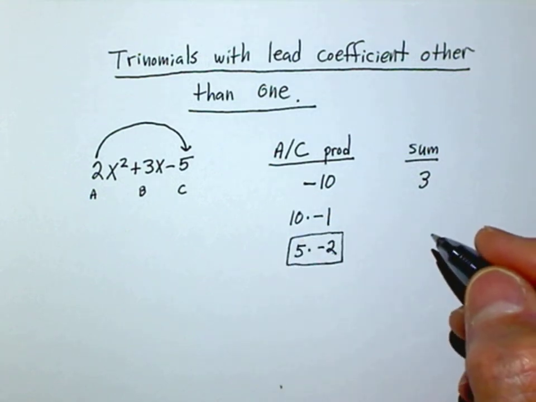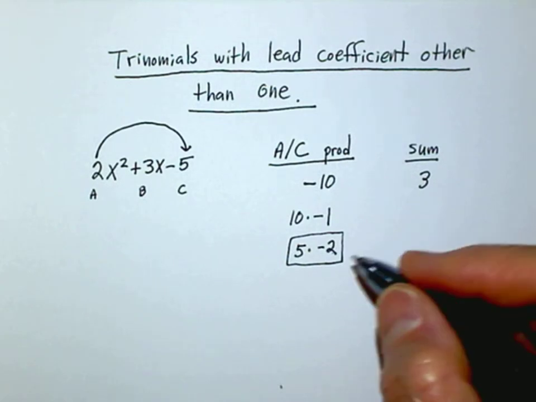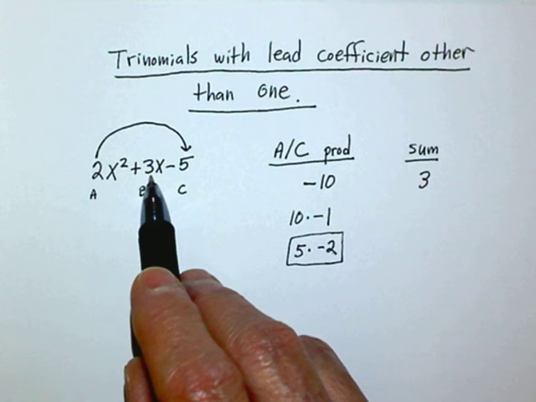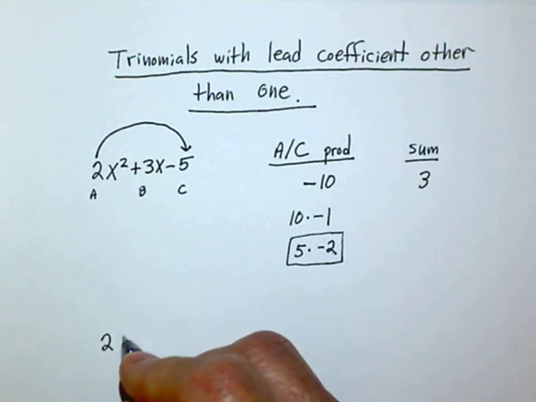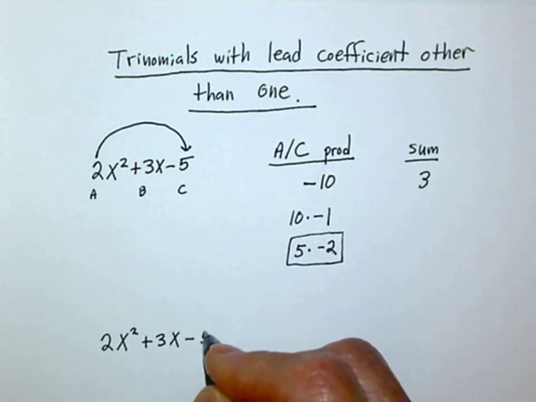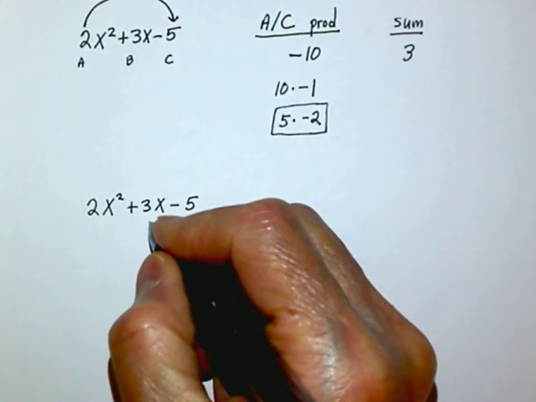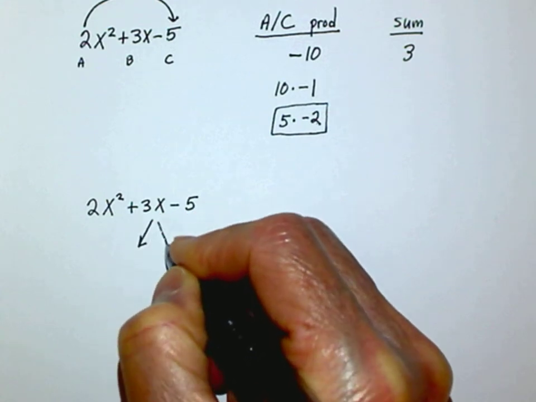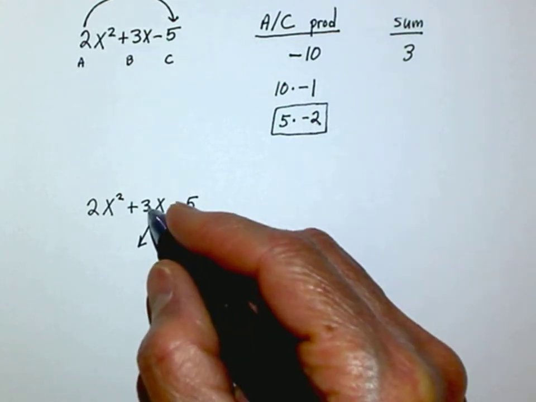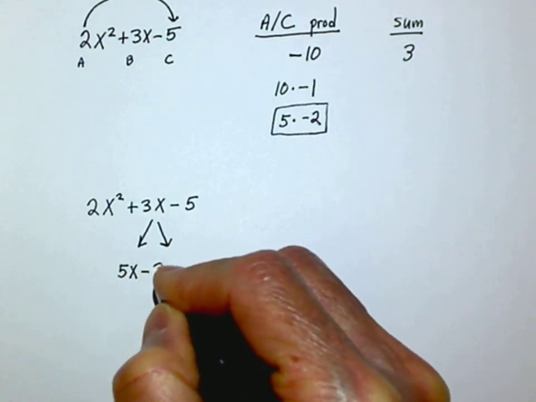However, we can't just simply plug them into the parentheses like we did in our other factoring. We have to use these special numbers to split this term into 2 separate terms. So what we're going to do is take our original trinomial and expand it into 4 terms by splitting up this middle term into 2 terms using the special numbers that we found over here. So 3x is going to expand into 5x minus 2x.